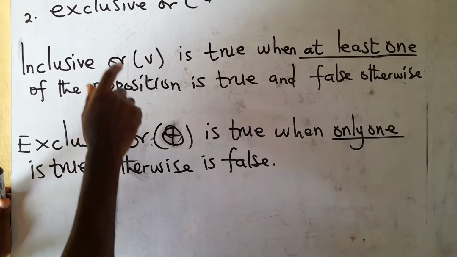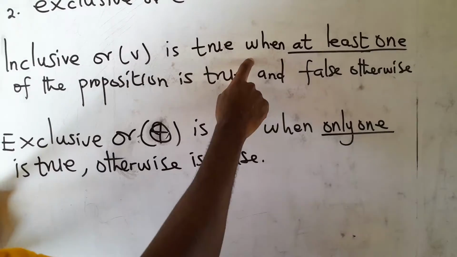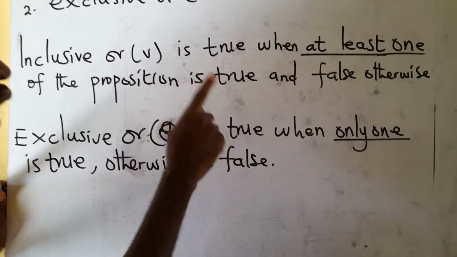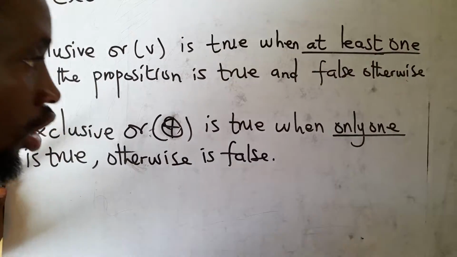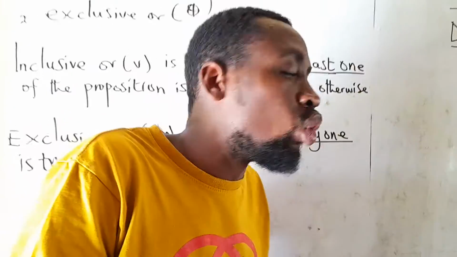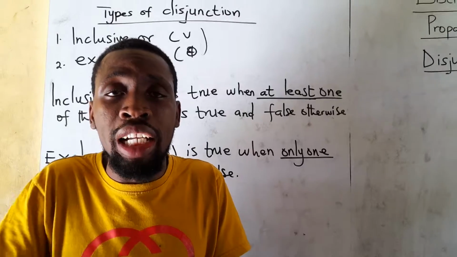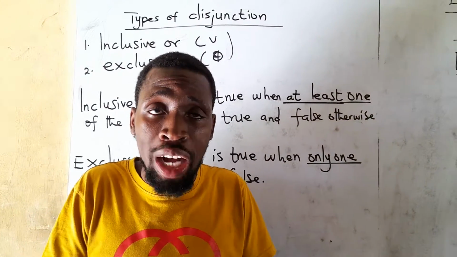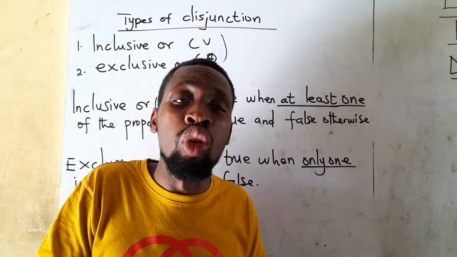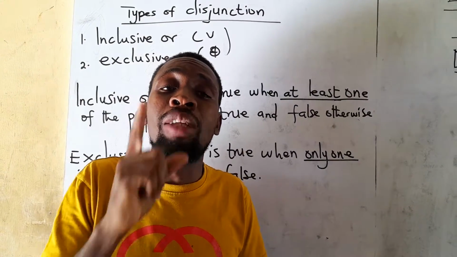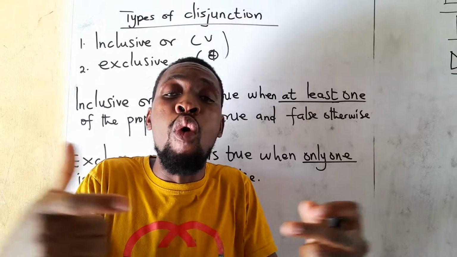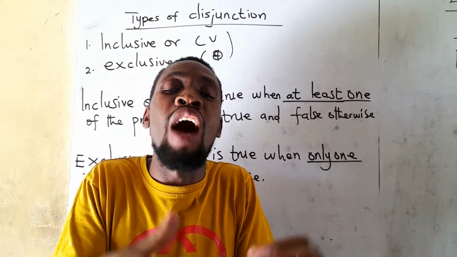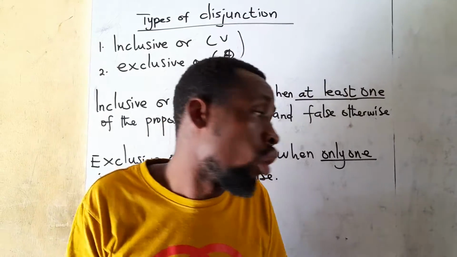An inclusive or statement is true when at least one of the propositions is true and false otherwise. What is the meaning? When at least one is true. When one is true and the other one is false, it's still true for inclusive or. When both are true, it's still true for inclusive or. It becomes false when both statements are false for inclusive or.